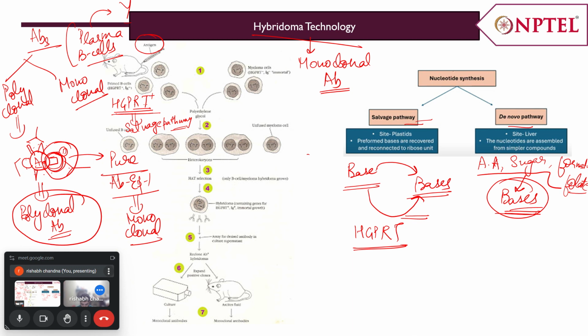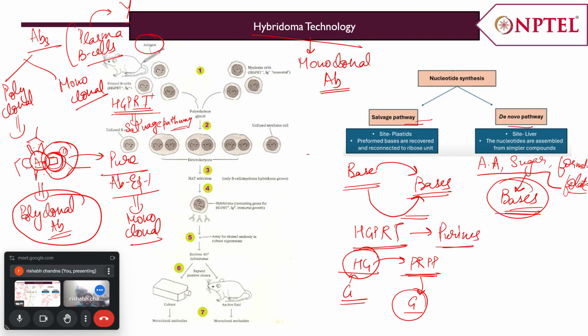HGPRT is hypoxanthine guanine phosphoribosyl transferase. It transfers the hypoxanthine residue to a phosphoribosyl, that is PRPP, and hypoxanthine is the precursor for guanine basically. It is first transferred to the PRPP precursor and then converted to guanine. So it is the main enzyme involved in the salvage pathway of the purines.